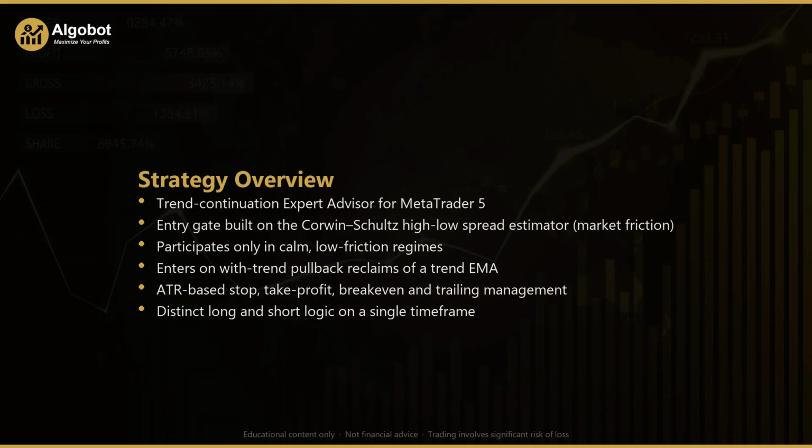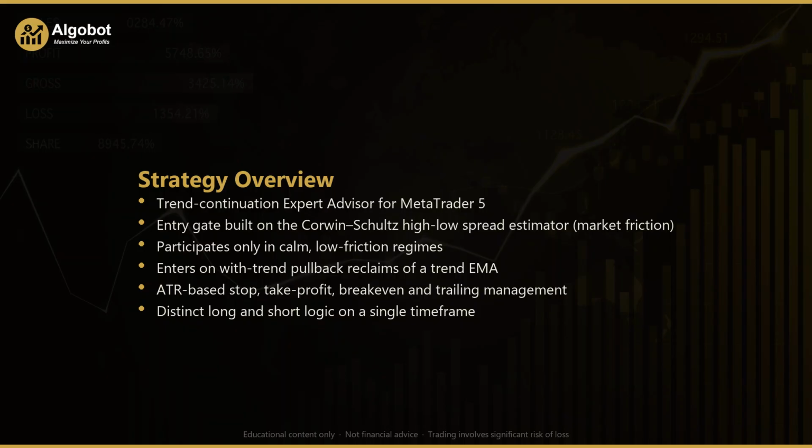Let's dive in. So what exactly does this expert advisor do? At its core, Low Friction Trend Pullback is a trend continuation strategy for MetaTrader 5, designed primarily for the foreign exchange market. It aims to join an existing trend during a temporary pullback, rather than trying to predict tops and bottoms. What makes it distinctive is the single filter it uses to decide whether to participate at all. Most trend systems gate their entries with a momentum oscillator or a volatility band. This one takes a different route.